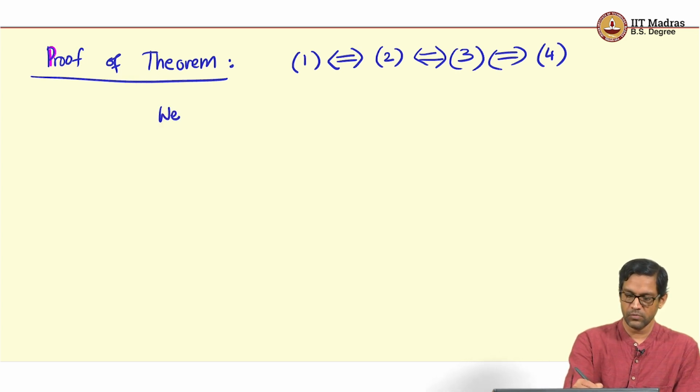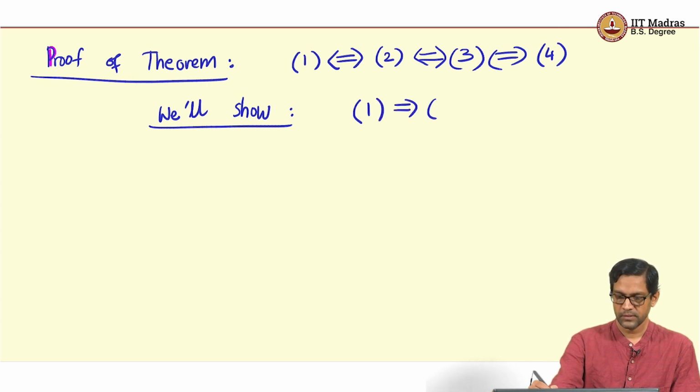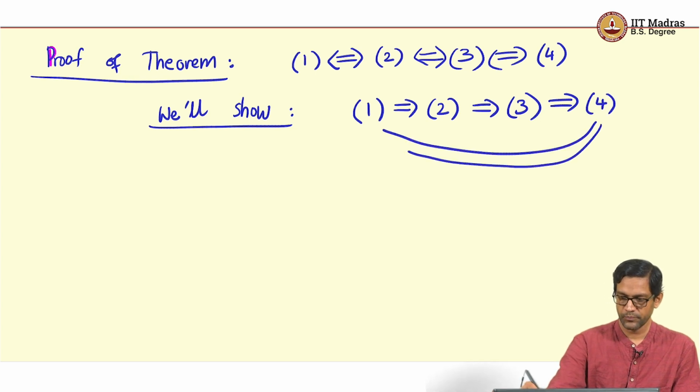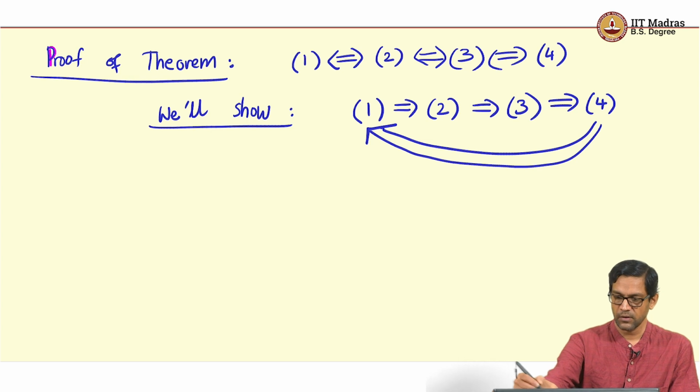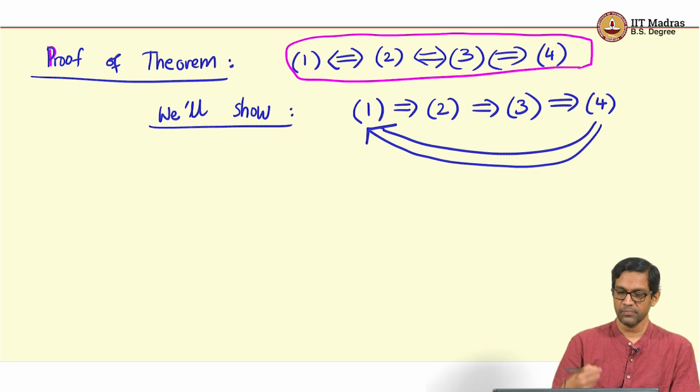It is actually enough to prove, so what we will do, we will show instead that the following sequence of implications holds: if you assume statement 1, then statement 2 is true. If you assume 2, then 3 is true. If you assume 3, then 4 is true, and finally if you assume 4, then 1 is true. Okay, so if we show this, then it automatically means that all the 4 statements are equivalent to each other. This is just a simple logical statement.